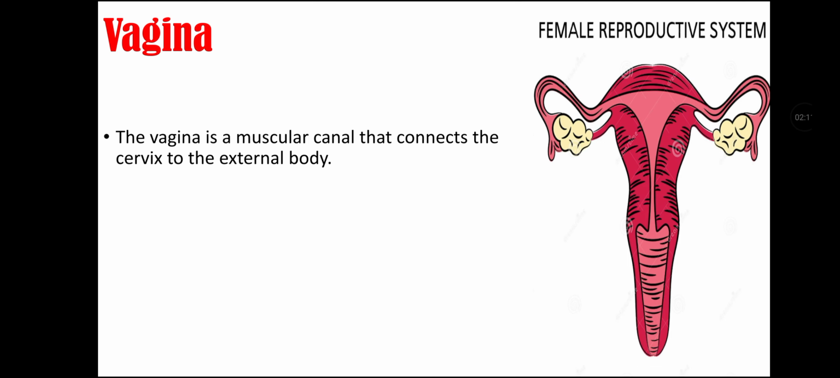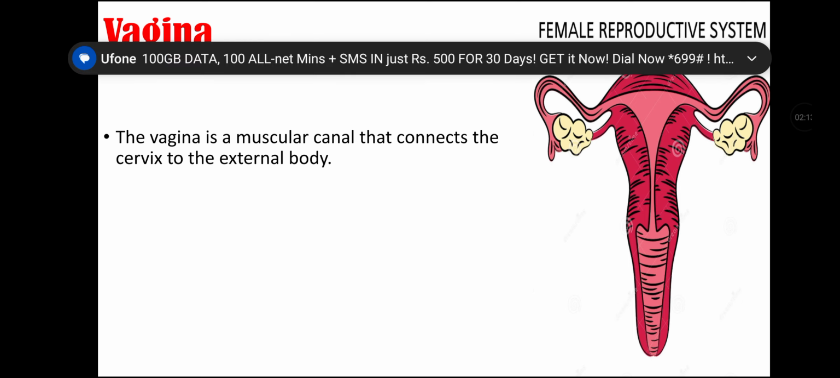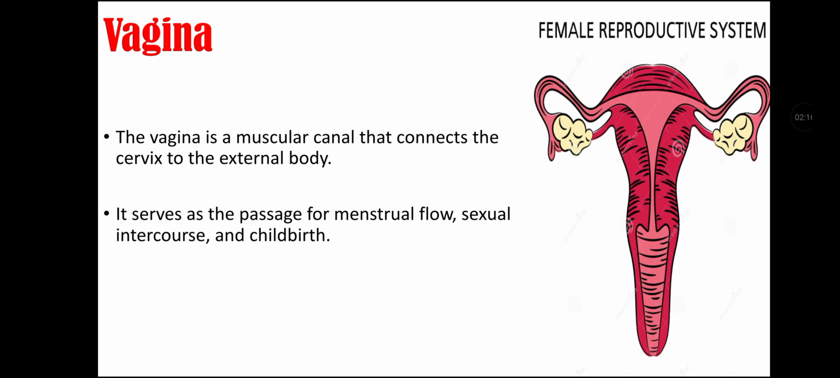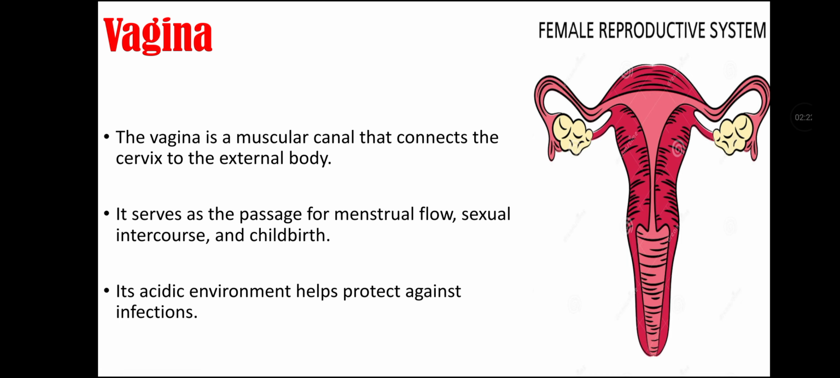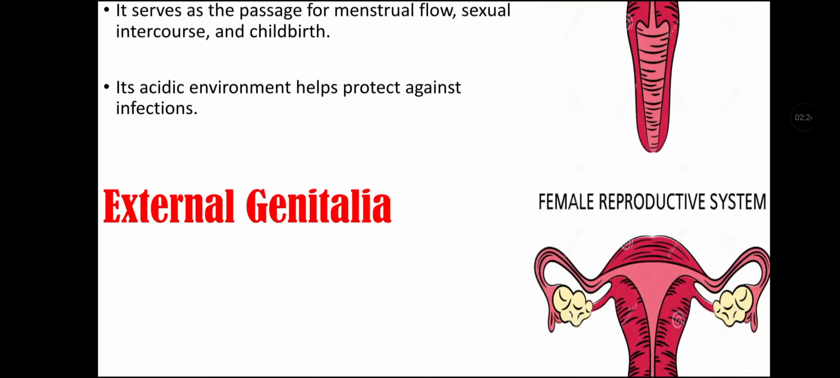Next part of female reproductive system is vagina. Vagina is a muscular canal that connects the cervix to the external body. It serves as a passage for menstrual flow, sexual intercourse, and childbirth. Its acidic environment helps protect against infections.